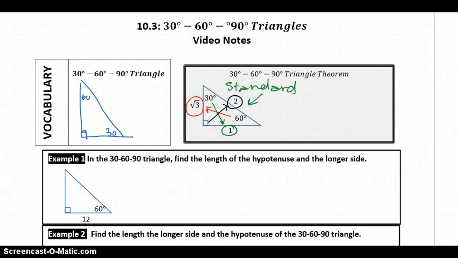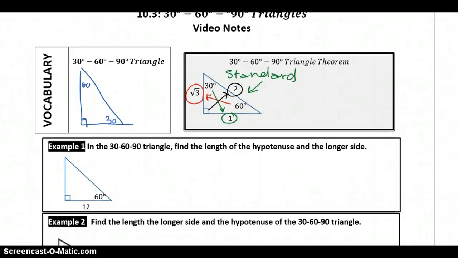We can use these ratios by setting up similar 30, 60, 90 triangles to solve for the side lengths of any 30, 60, 90 triangle. So look at example number 1. We're given a triangle, and we're given one length of that triangle. It asks us to find the length of the hypotenuse and the longer side. The longer side is always across from the 60-degree angle. So in order to do that, we are going to set up a ratio of our new triangle compared to the standard 30, 60, 90 triangle. So make sure you can see that standard triangle, and we're going to compare that to our new one.